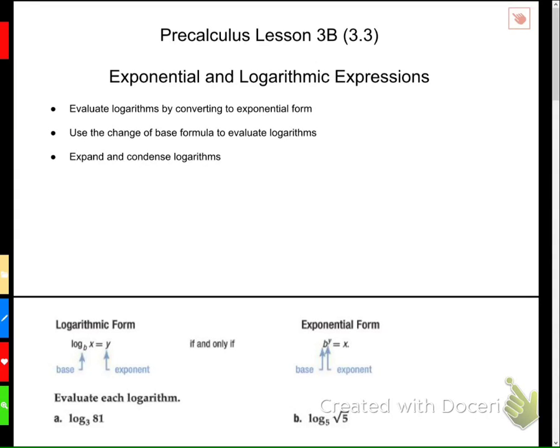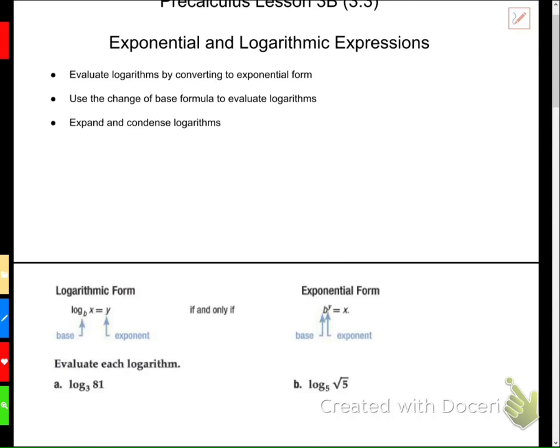Okay, so this is the second part of chapter 3 on exponential and logarithmic functions. Here we're just going to look at what the logarithm actually means, how to evaluate logarithms, how to use the change of base formula in your calculator to evaluate a logarithm, and then how to expand and condense logarithms when they've got variables in them. Most of what you'll be doing for your homework is going to be the expanding and condensing, but there will be some evaluating as well.